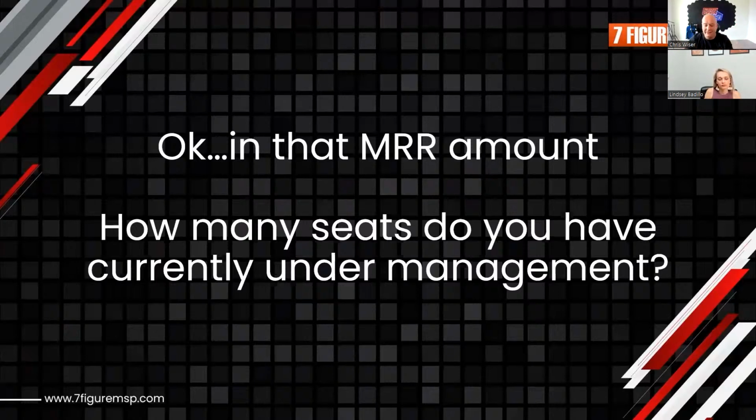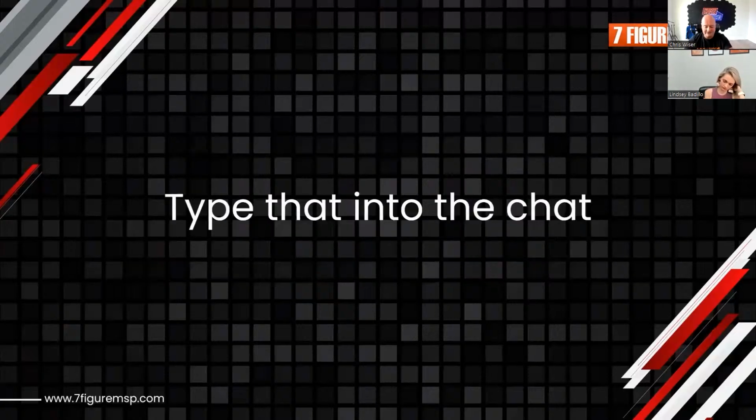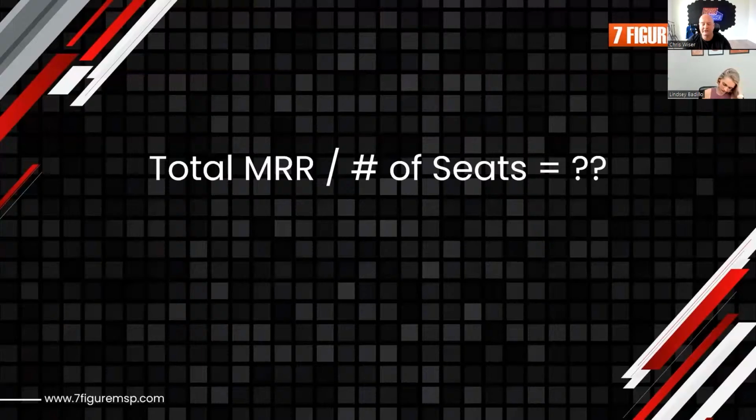Let's just do a little bit of math right here on my supercomputer, which is my iPhone calculator. So we're going to do that 40,000 of MRR. We're going to divide it by 400 seats. That's $100 per seat. Type that number in the chat for me. Now, what I want you guys to think about, the average that comes into this call, which is pretty much the average of most MSPs that we see, is about $68 per seat.